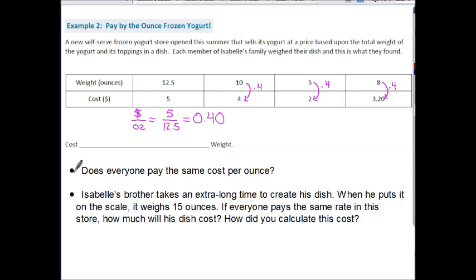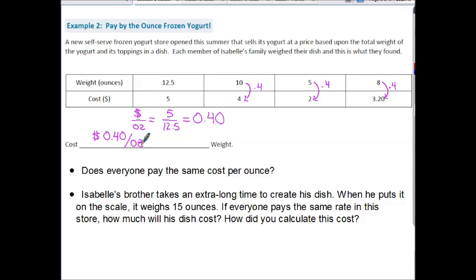And so this really answers our question, does everyone pay the same cost per ounce? In fact, they do, and that really only makes sense. It wouldn't be fair to charge one person more than another person. So our cost is going to be a unit rate of 40 cents per ounce.